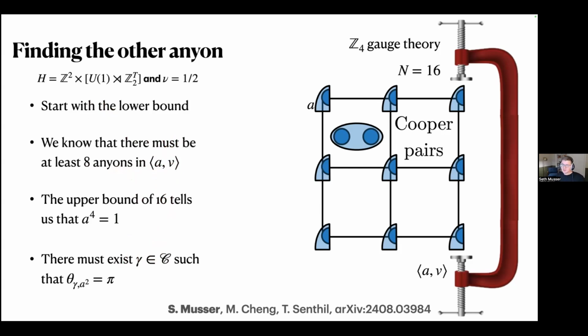It's a little annoying, but you can just check explicitly that the upper bound of 16 possible anions will force you to have that A to the 4th is equal to 1. And that tells you that there must exist some anion gamma which braids non-trivially with A squared, but has trivial braiding with A to the 4th, since that's 1. So then that must have pi braiding.